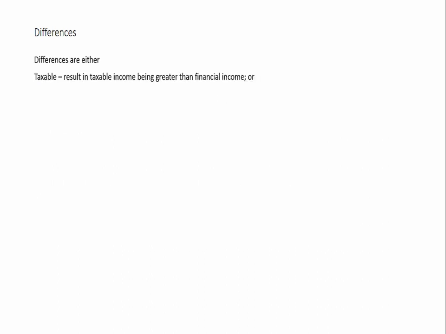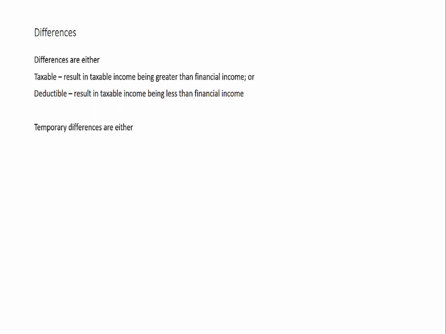Now, differences can also be defined along another dimension. Differences are either taxable, and the definition of a taxable difference is one which results in taxable income being greater than financial income, or if not taxable, it is deductible. A deductible difference is defined as one which causes taxable income to be less than financial income.